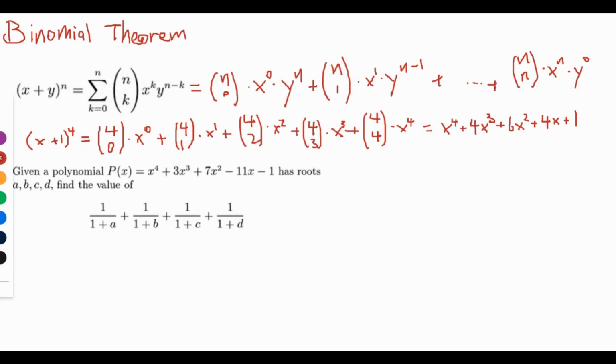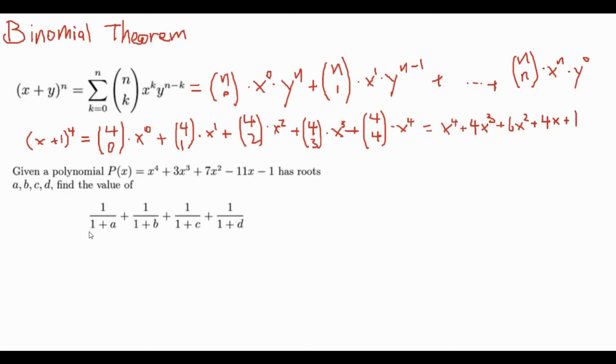Okay, first let's see what we should do here. Well, it'd be nice if we can construct a new polynomial that has roots 1/(1+a), 1/(1+b), 1/(1+c), 1/(1+d), so we can just use Vieta straightforwardly to find their sum. So let's try to do that.